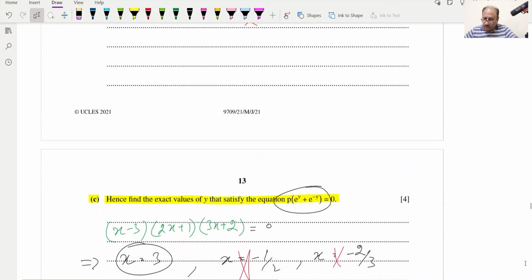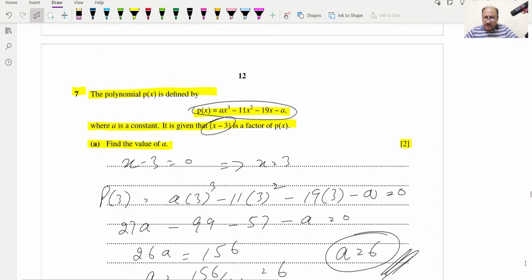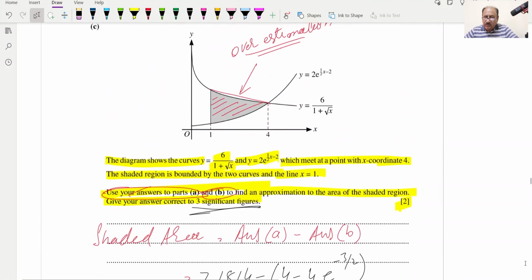And this was the 4 marks part which we are done with, and with this part we are done with the paper also.